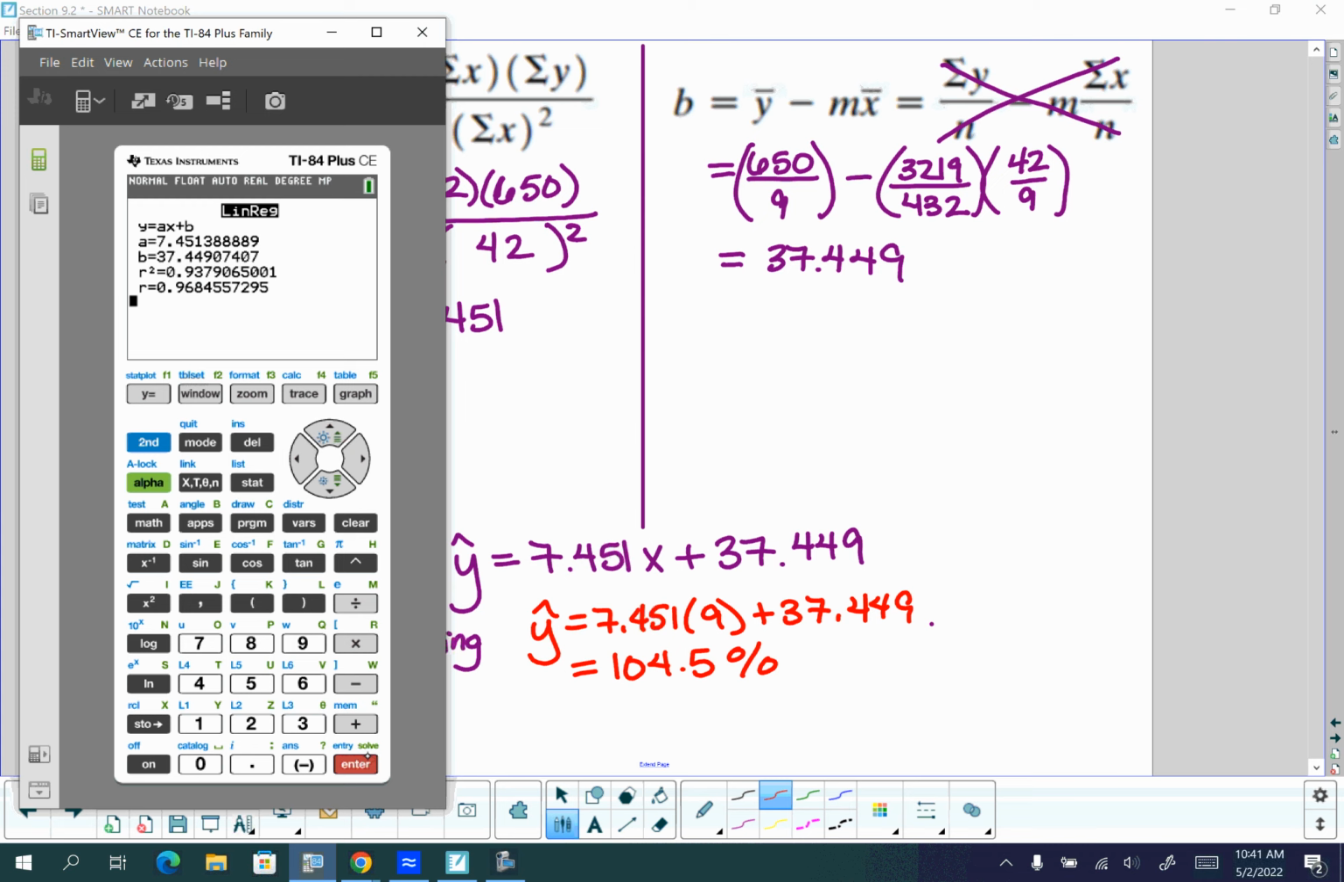So you can check our slope, 7.451. You can check our y-intercept, 37.449. That's all good. You even have that R value. Does everybody have the R value still? Okay, so that's our correlation coefficient. It's pretty close to 1, so we could say strong positive correlation with the data, which means studying is more than likely affecting your grade, which is good to know.